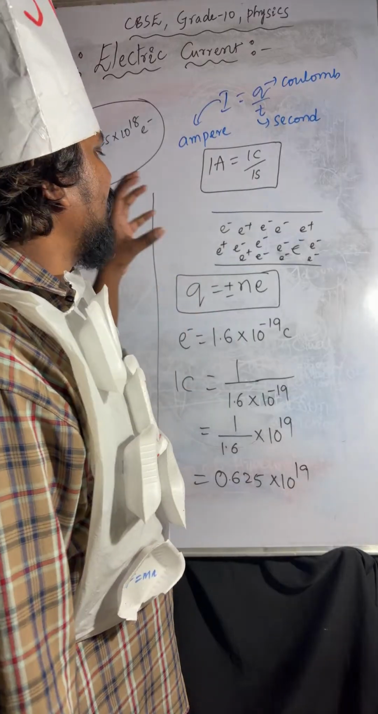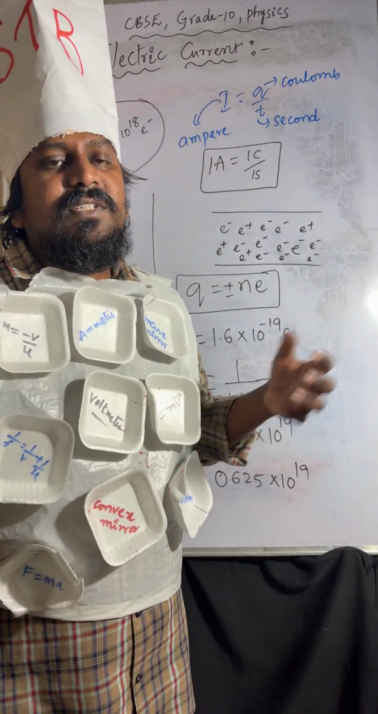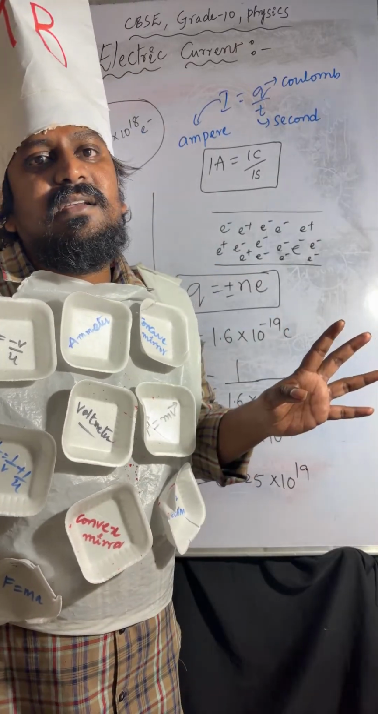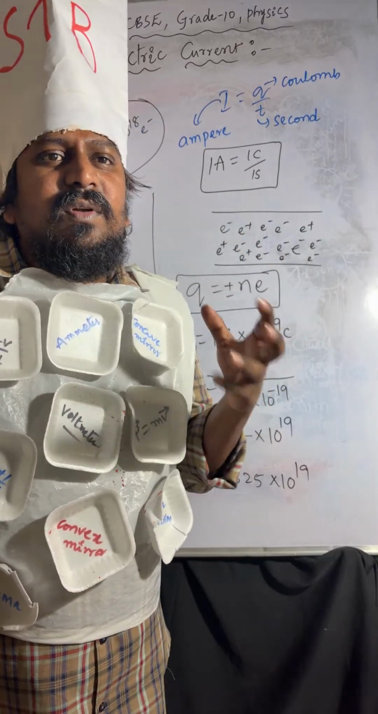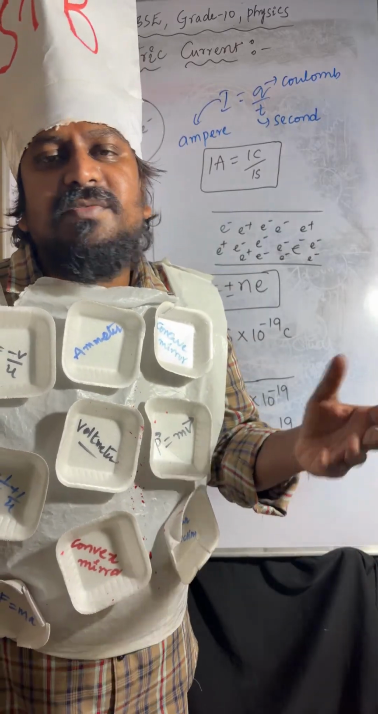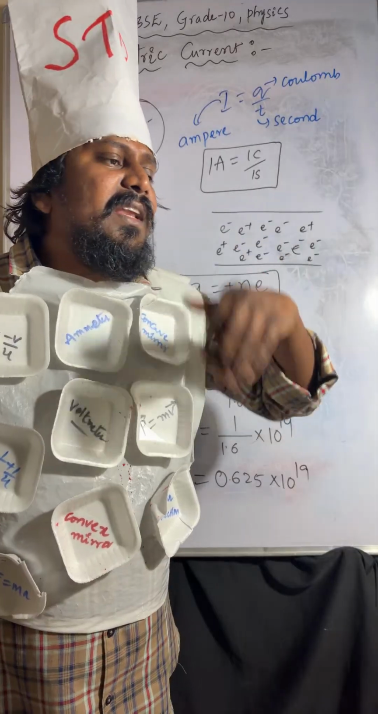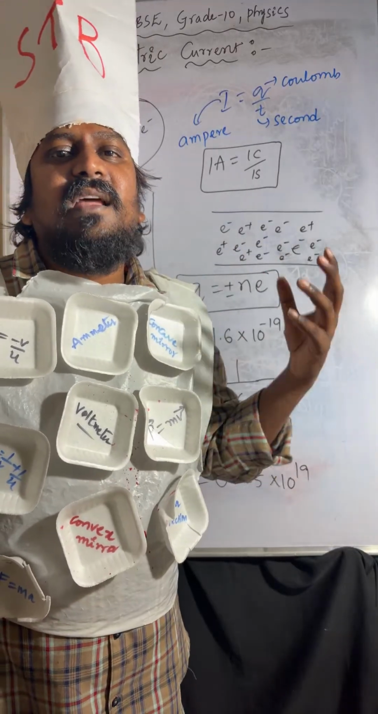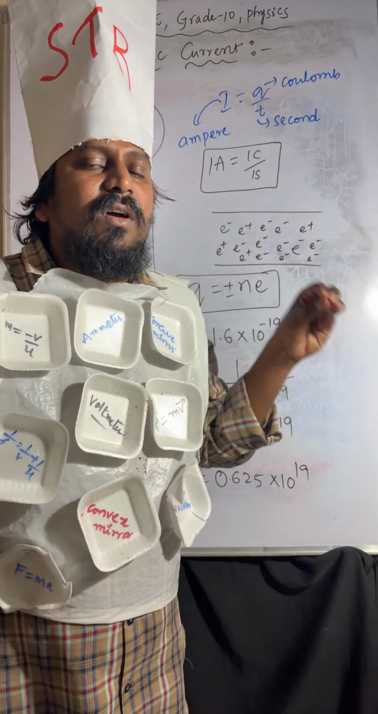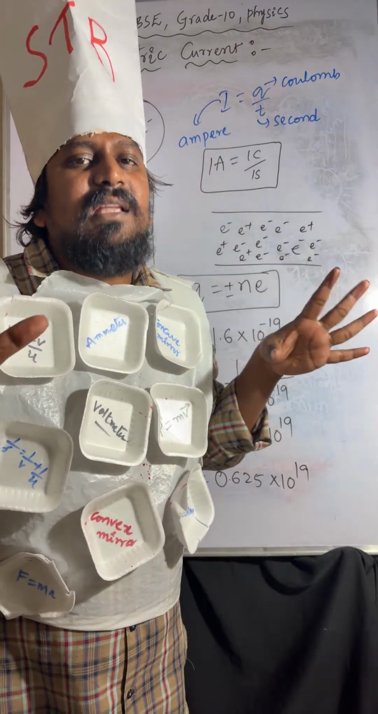Okay, so coming to quantization of charge. Quantization of charge is nothing but a number of charges moving in the conductor. So we can't say that only 1 electron, 2 electrons, 3 electrons, 4 electrons flow, and current is flowing. There are many charges moving in the conductor, then only we can say current is flowing. I equal to Q by T. Okay, so Q is the quantization of charge.